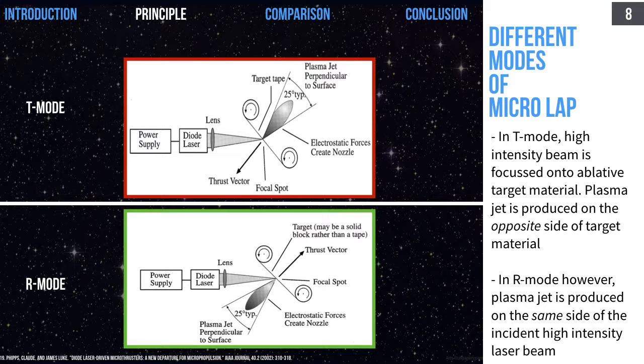Now I will present the different T and R modes. In T mode, a high-intensity beam is focused onto the ablative target material. A plasma jet is produced on the opposite side of the target material, as can be seen in the figure above. The top part of the figure is the R mode. In R mode, the plasma jet is produced on the same side as the incident high-intensity laser beam instead.